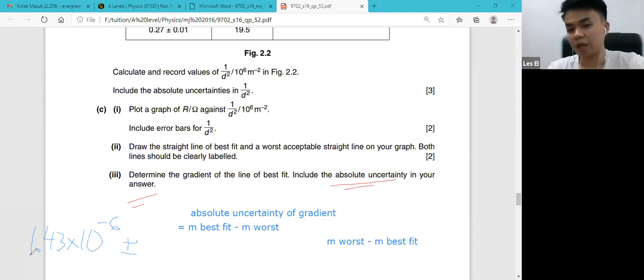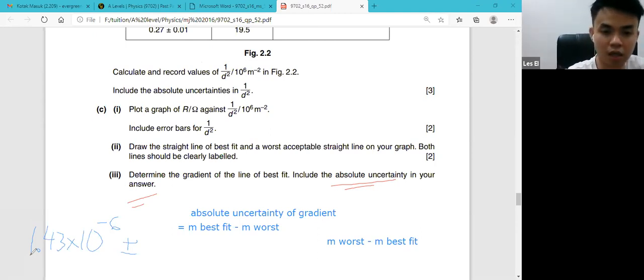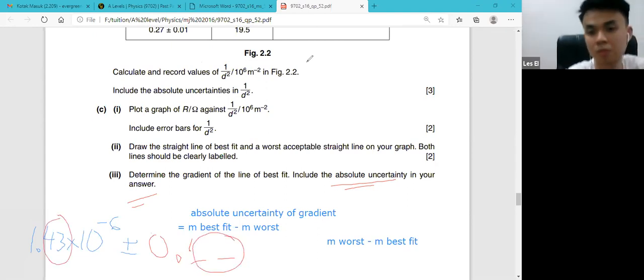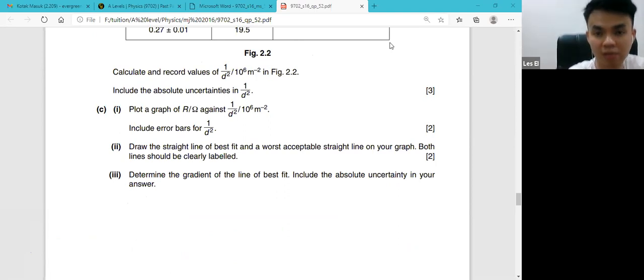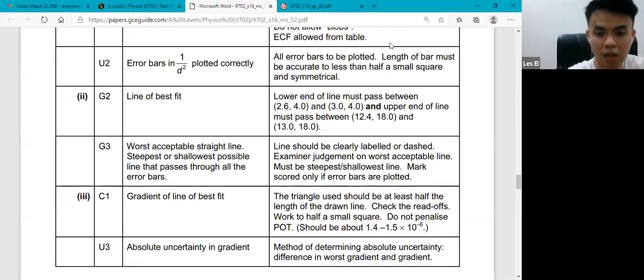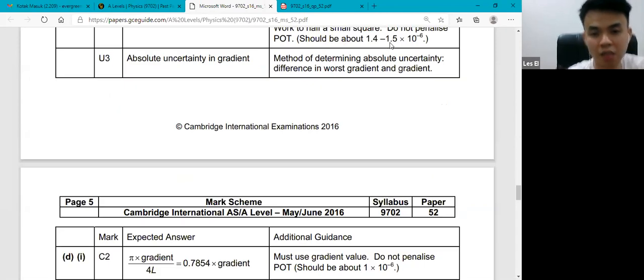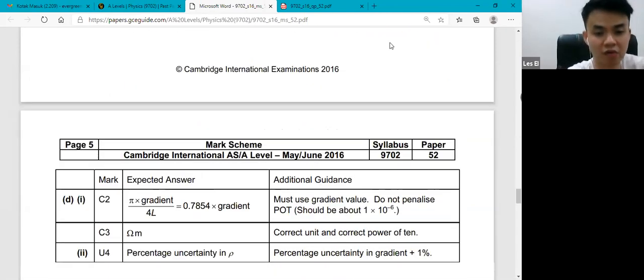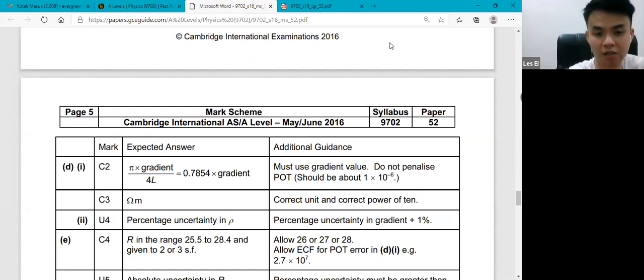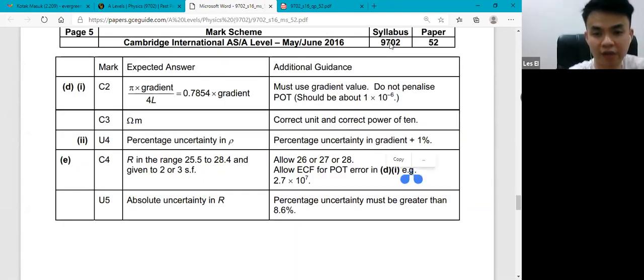Okay, guys, any volunteer? No? Okay, it's okay. But I just want to remind you that it should be 2 decimal places also. Unfortunately, they only have the method, but they don't have the answer for the uncertainty of the gradient. However, it will affect your last calculations later, okay? So we still can check at the end.